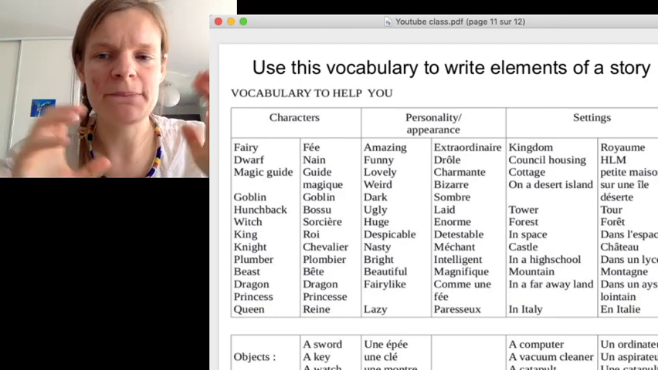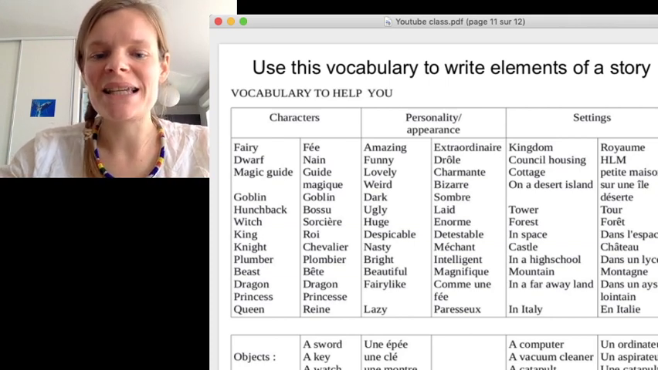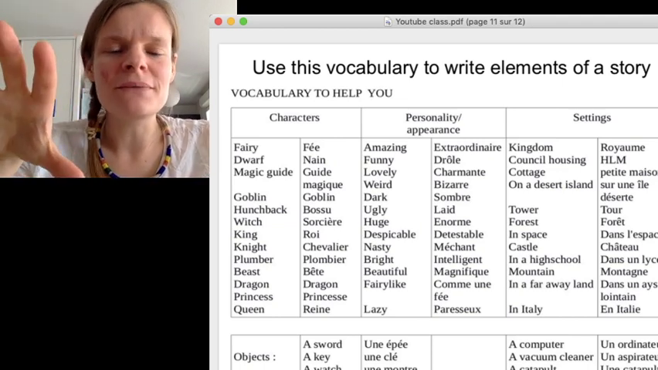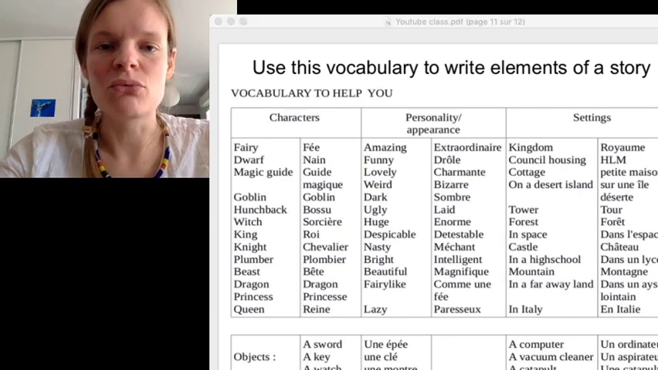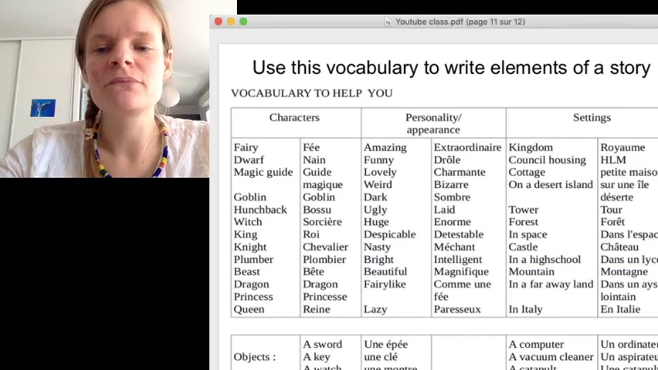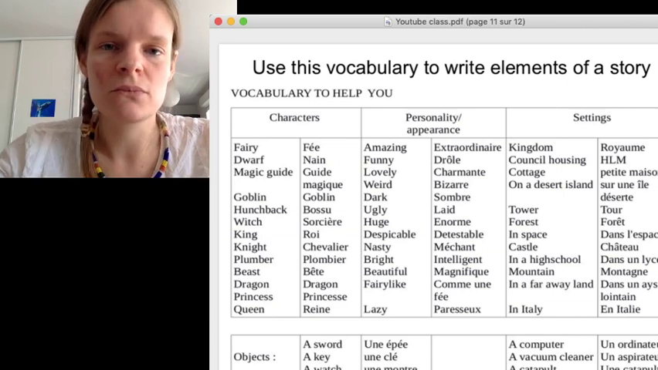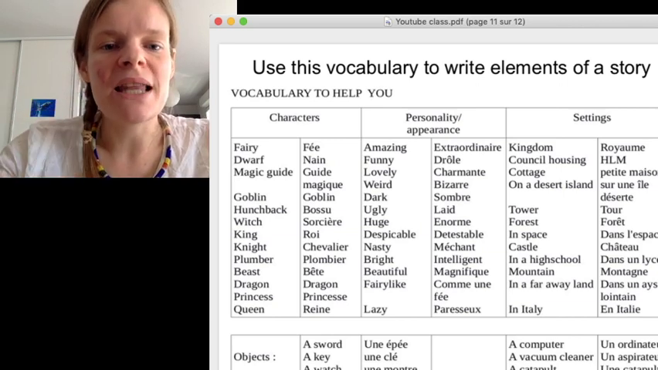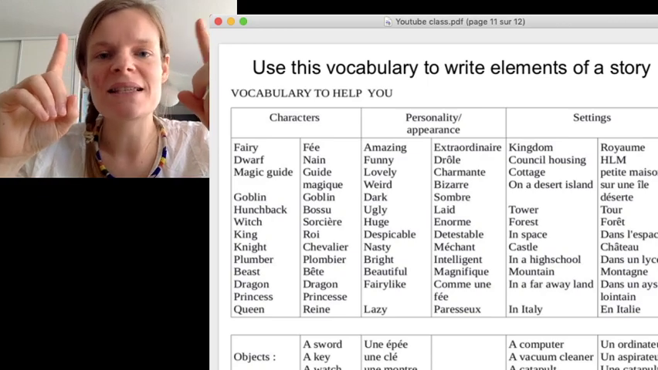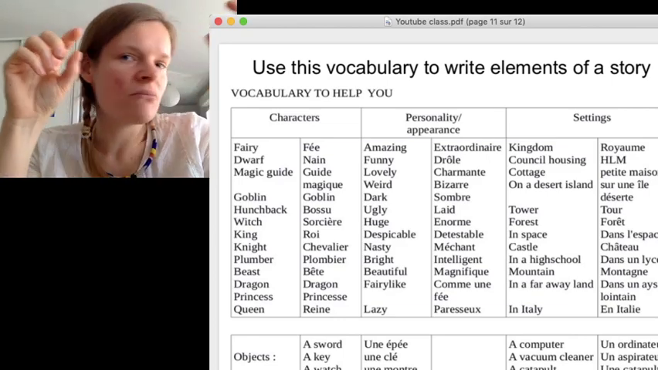Settings, it's places, okay? You also, at the bottom, have words for objects. So you can see some words are normal, for fairy tales, okay, il y a du vocabulaire un peu classique pour des contes de fées. But I also put some extravagant vocabulary for fun, okay, like a vacuum cleaner, un aspirateur. Because why not, okay? So now it's your turn. I want you to write small sentences, small parts of a story. Use this vocabulary and try to write maybe 2-3 lines.